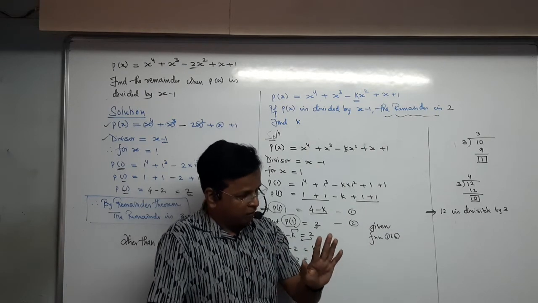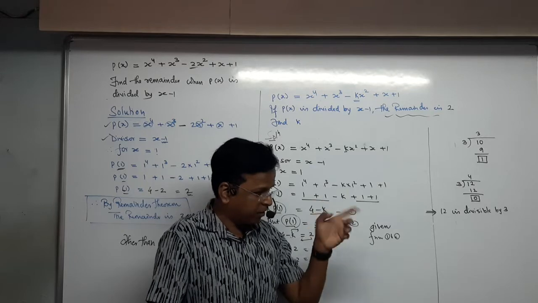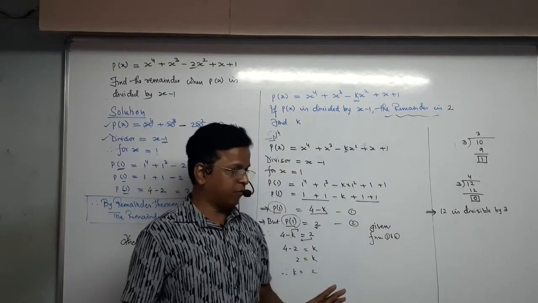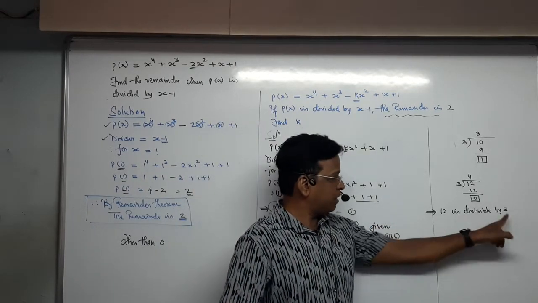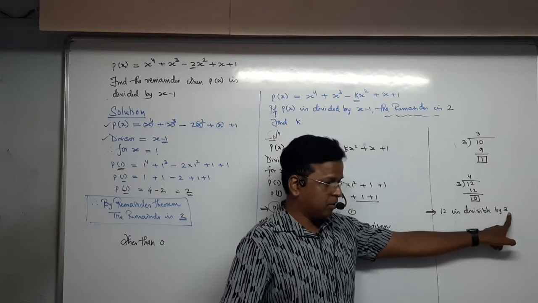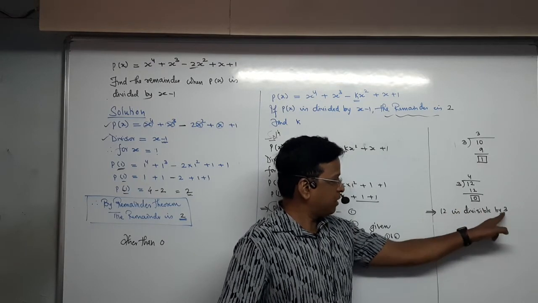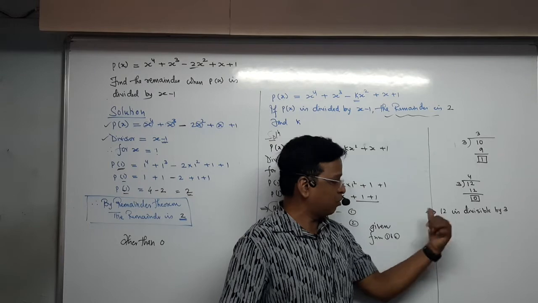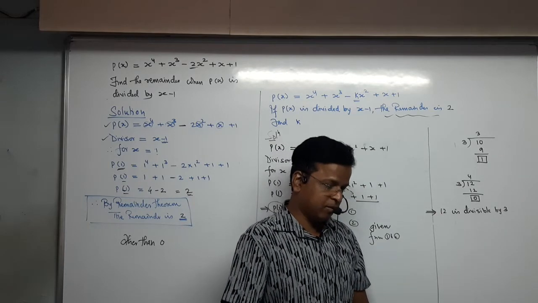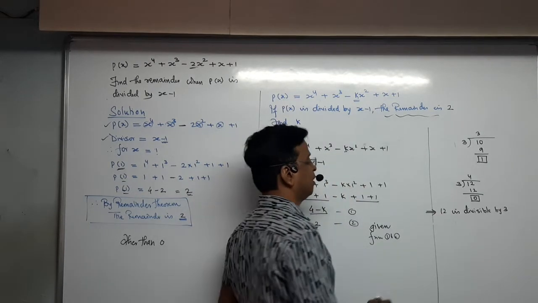No, not like this. This is different. Please, don't confuse. 12 is divisible by 3. Are you getting? 12 is divisible by 3. And what is 3 of 12?